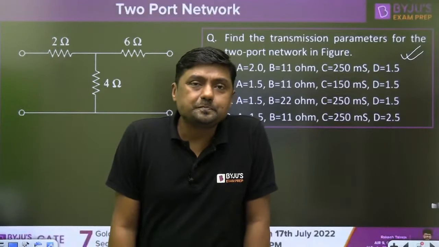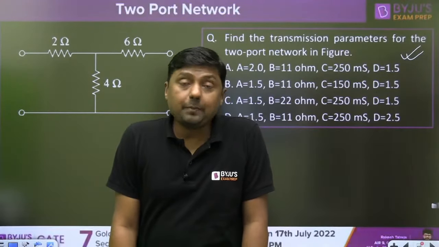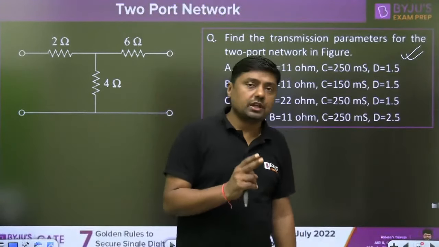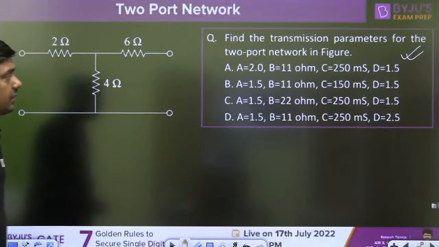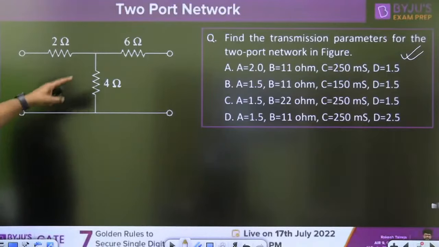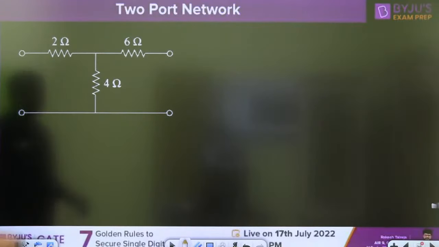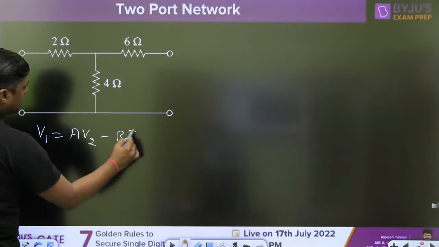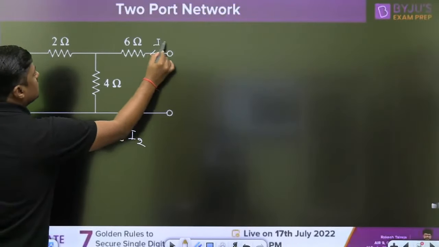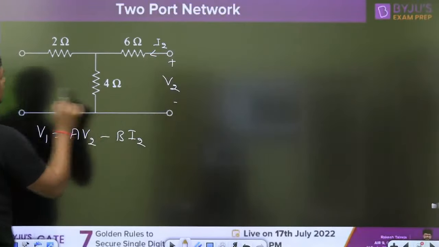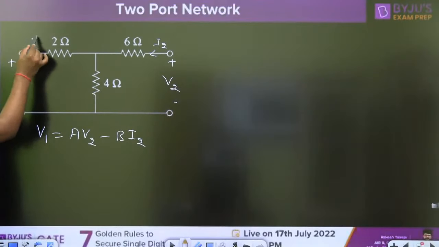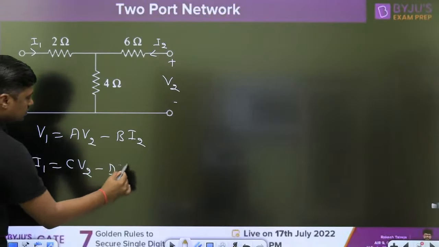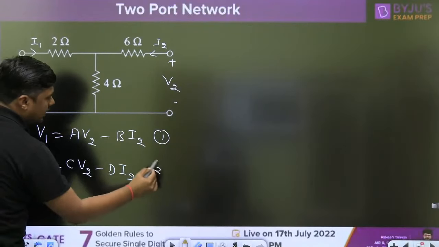That is not the Z parameters. It is the transmission line parameters. Now I am going to give you two methods to find the transmission line parameters and see which answer is correct. Now 2, 4, 6 is given. This is a T network. Always remember, the transmission line parameters are: V1 is equal to AV2 minus BI2. This is the current I2, this is V2, this is V1, this is I1. And I1 is equal to CV2 minus DI2. These are the transmission line parameters.